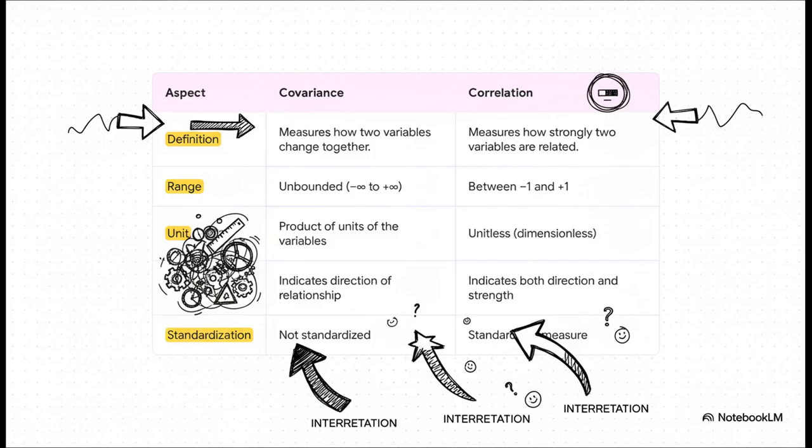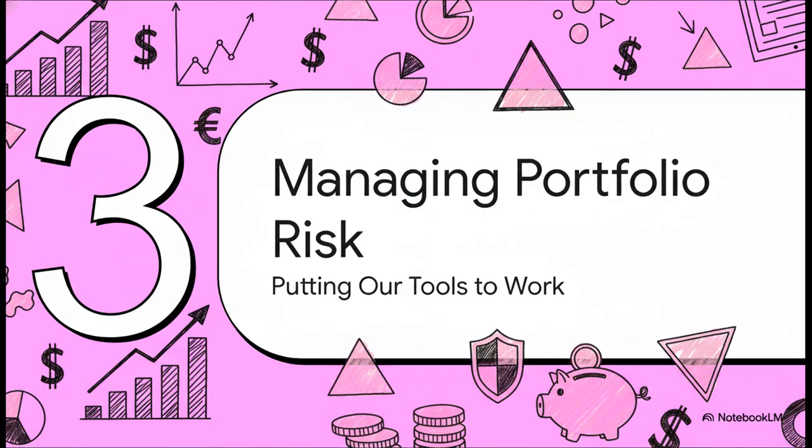You know, putting them side by side like this makes the difference crystal clear. Just look at the range. Covariance is all over the place, from -infinity to +infinity. But correlation, it's neatly tucked between -1 and +1. And the units? Covariance has these weird combined units, but correlation is unitless. This table really says it all. It's why most of the time we use correlation to really understand what's going on. Okay, that's enough theory. Let's see how this stuff actually works in the real world.